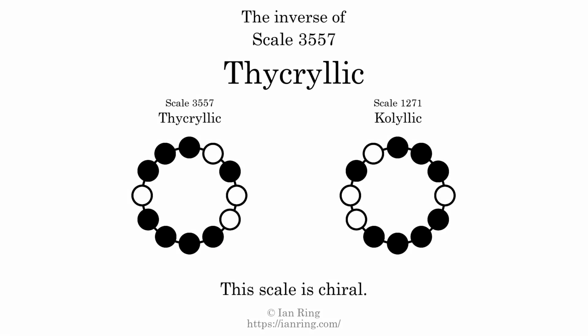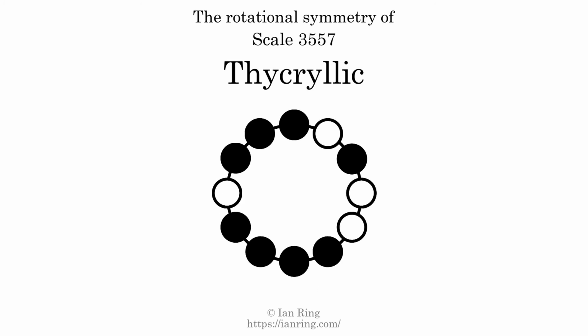The inverse of a scale is a mirror image. It is what you get when the sequence of intervals is reversed. The inverse of this scale is scale 1271, also known as Thycryllic. This scale is chiral. It cannot transform into its inverse by rotational transformation. This scale has no rotational symmetry.